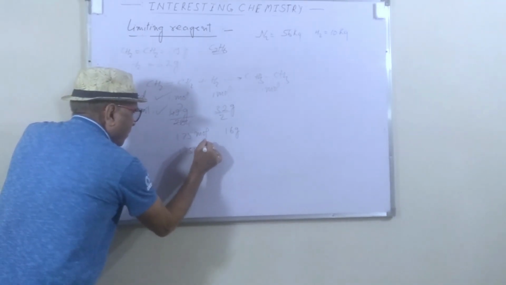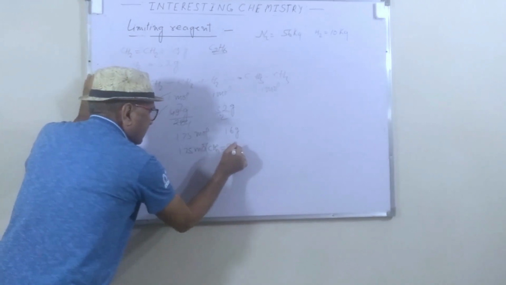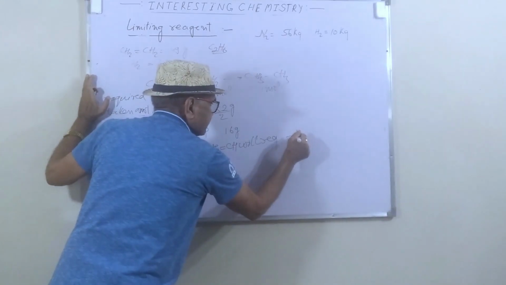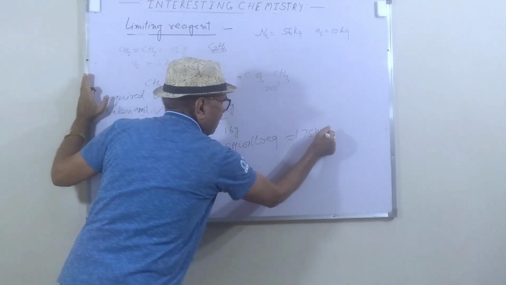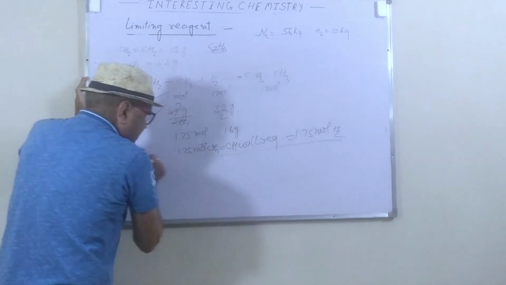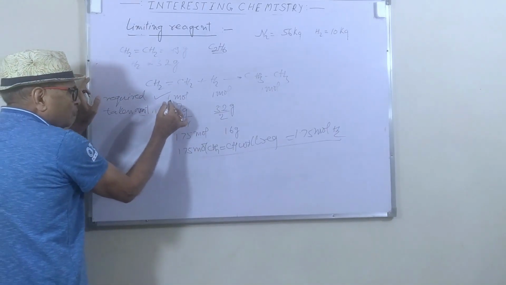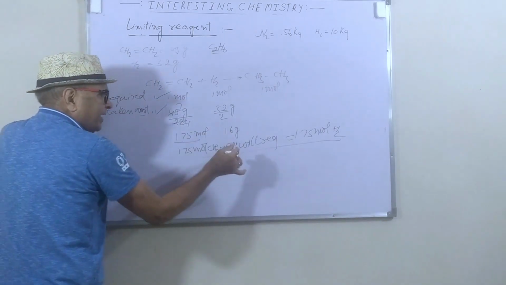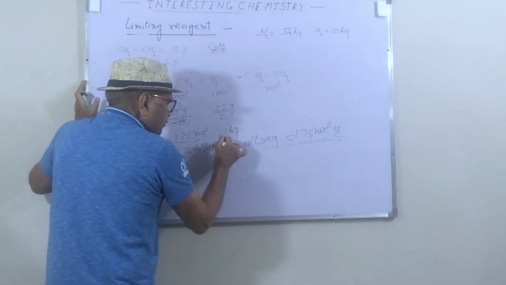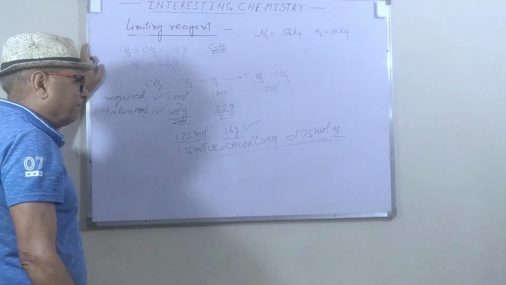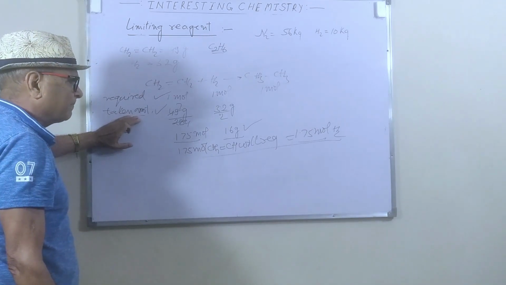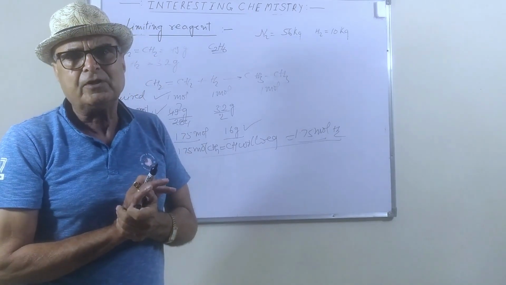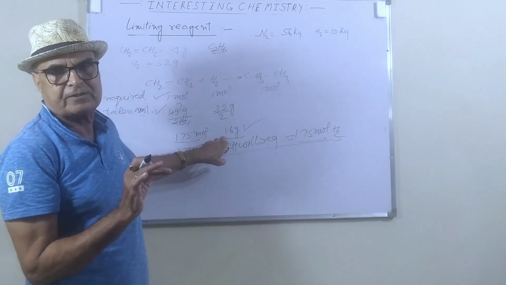So 1.75 mole of ethene will require 1.75 mole of hydrogen, because 1 mole requires 1 mole, and you have 1.6 mole of hydrogen, the actually taken amount. So this hydrogen is the limiting reagent in this case, because it will be consumed first.